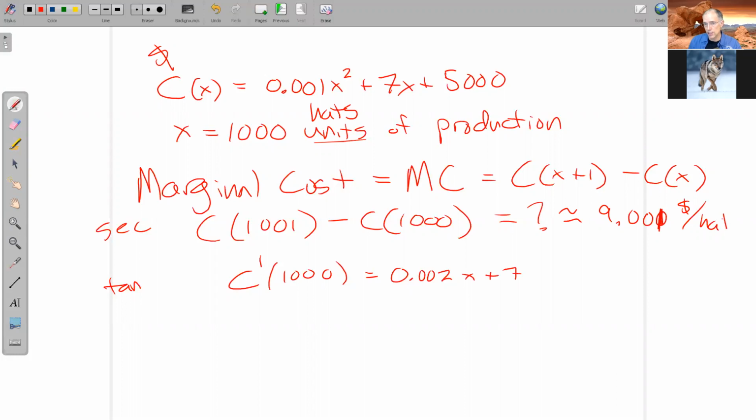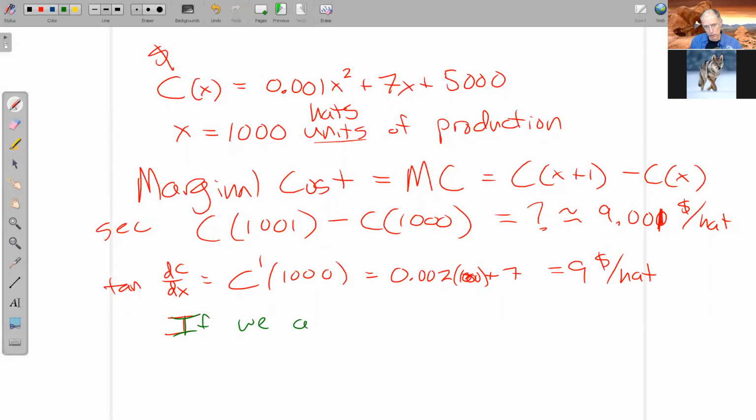Dollars per hat. And same thing here. We took the derivative of cost with respect to x. Cost is dollars, x is hats. So again, when I plug in 1,000 here, I get $9 per hat. And they're pretty darn close together, and that's going to be true for the most part. So what this is telling me is the cost will increase by $9 per hat if I increase production if we're already at 1,000. So let's write a sentence explaining what that means.